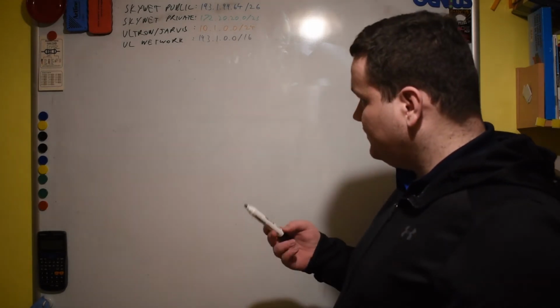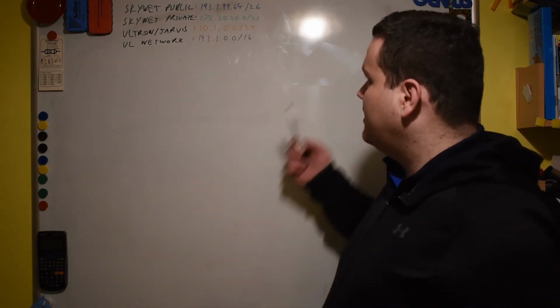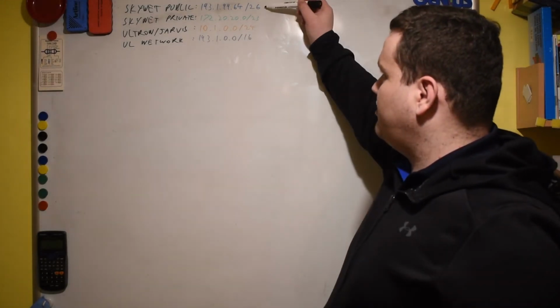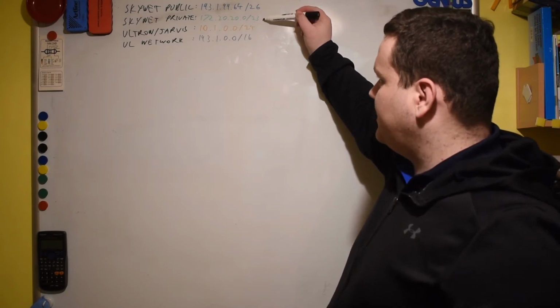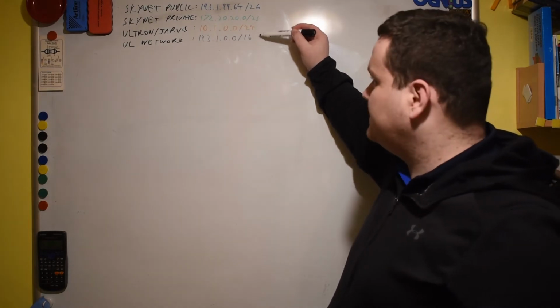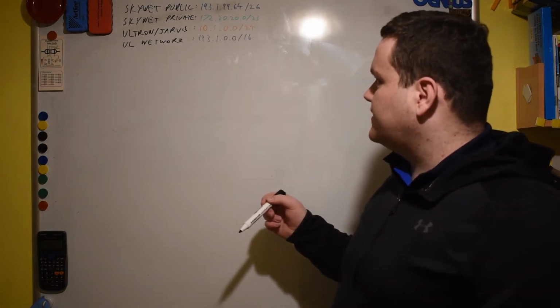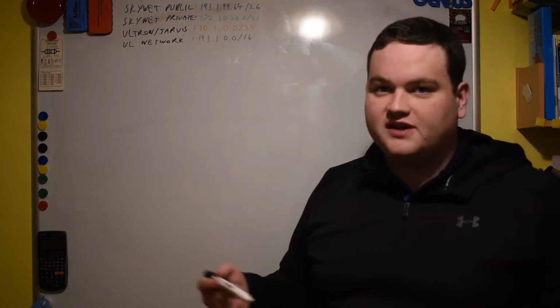So there are 4 main different networks that Skynet deals with. There's the Skynet public network, the Skynet private network, there's a network between the Ultron and Jarvis machines, and there's the UL network. So if we look at these addresses, some of them are public, some of them are private.